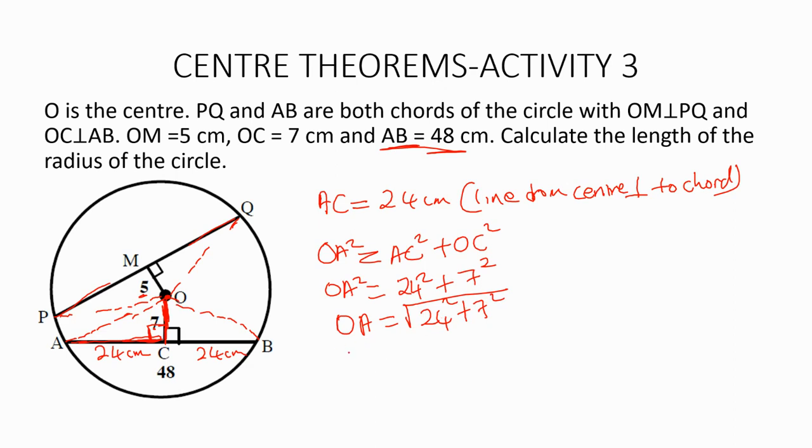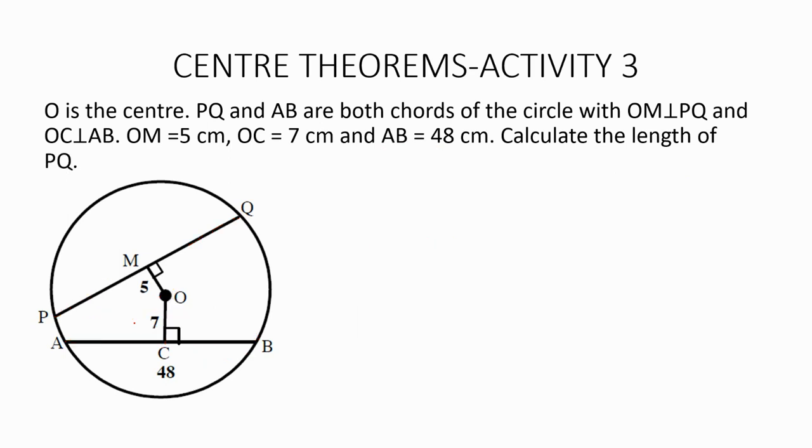And then if you put this in the calculator, you get that OA is equal to 25 centimeters. Makes sense because OA is the hypotenuse. It must be the longest side. Now we've managed to find OA, which is the radius. So OA is 25 centimeters, OB is 25 centimeters, OQ is 25 centimeters, OP is 25 centimeters. Because all of them are radii.